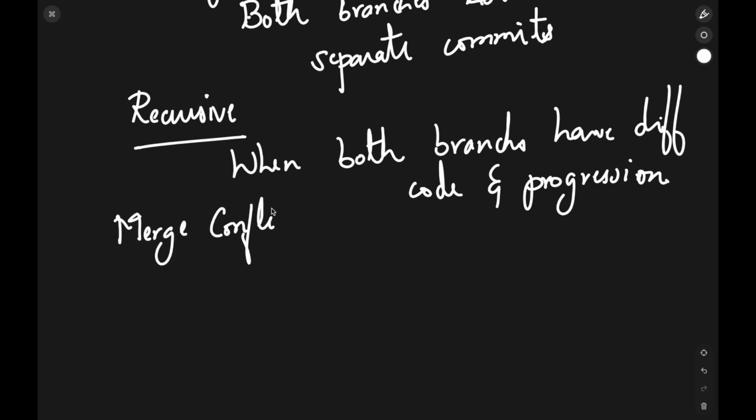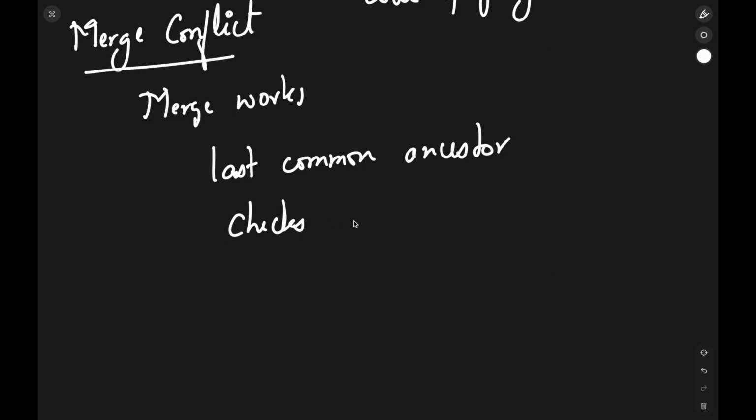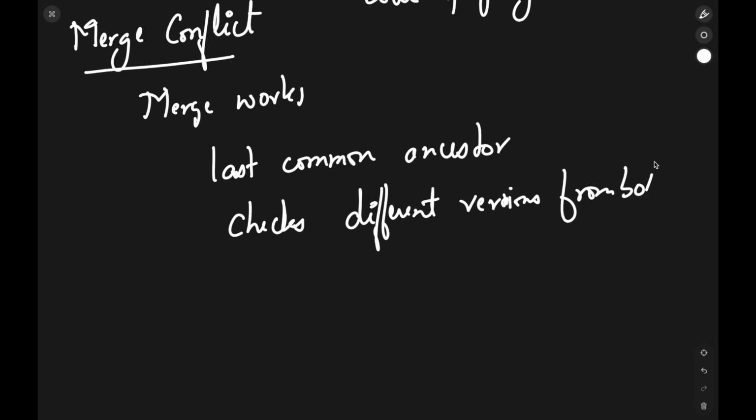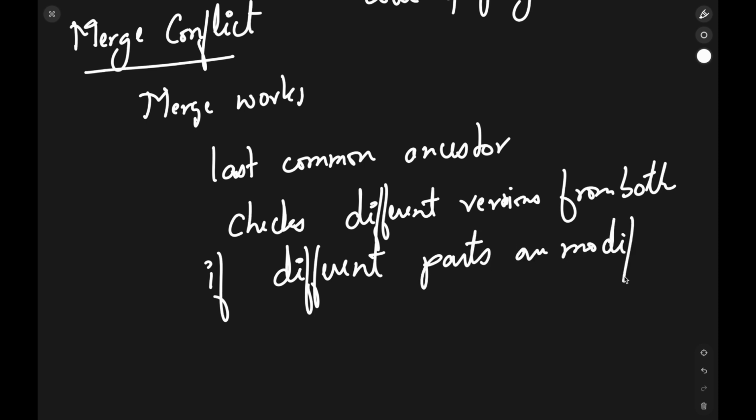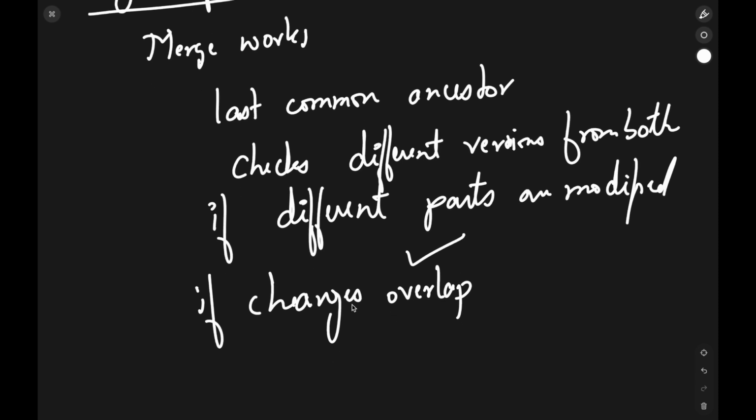When you give a merge command to Git, before merging, Git checks for the last common ancestor before branching and checks both the versions of the branches and checks if different parts are modified or not. If different parts of code are modified, then there is no merge conflict because both the changes are merged and the code has both the changes. Whereas if changes overlap, there is a conflict. That is, if the same part of the code is modified in both branches, then there is a merge conflict and it has to be resolved by the user manually.